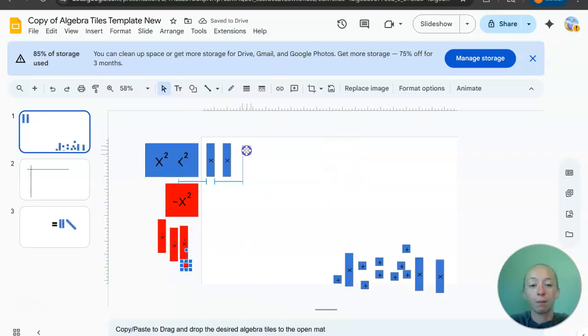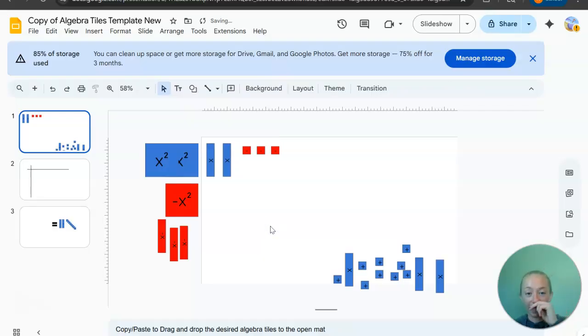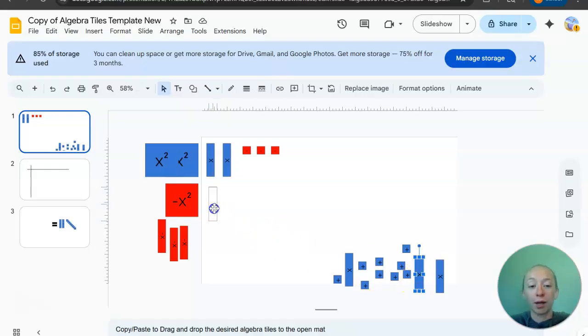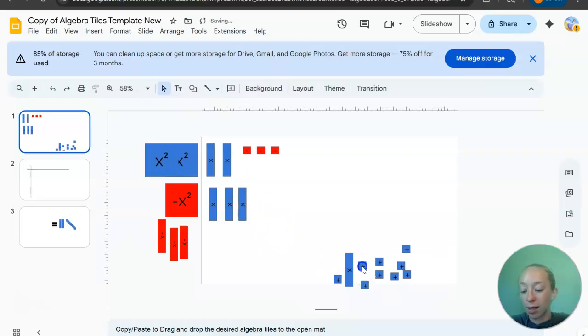X minus 3. So 3 little negatives there. That's our first parentheses. Right next to it, we have another parentheses that says 3x plus 4. So we'll bring in our other x's here. 3x plus, so we get to use these, plus 4.